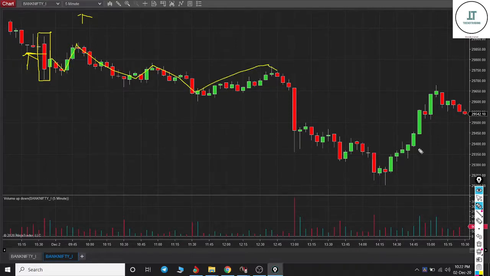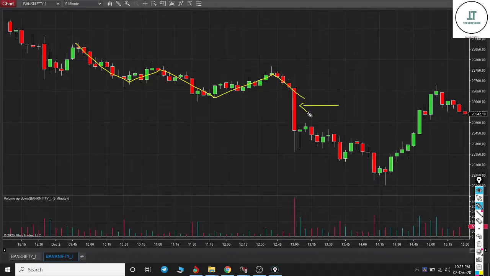Look at this formation which is getting developed before another big red colored candle, or I can say a big fall for the day. This was the first red colored candle which we are seeing from morning. Now we need to look at the volumes. Volumes were good enough.